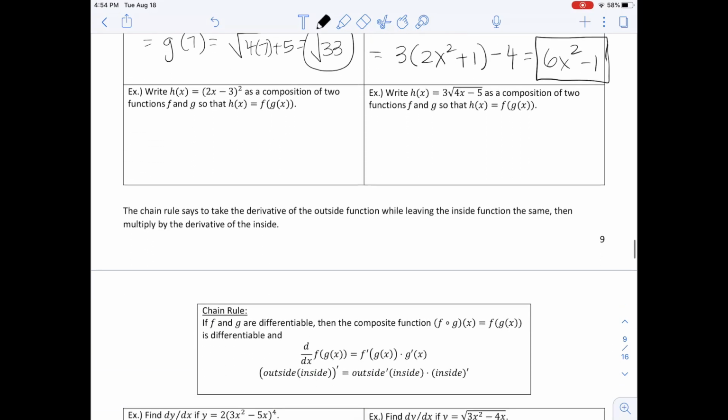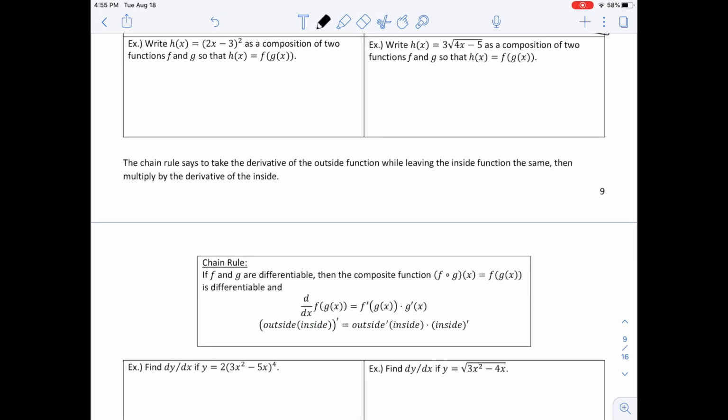The next example says write h of x equals 2x minus 3 squared as a composition function of two functions f and g, such that h of x is equal to f of g of x. So that inside function is our g of x, and the inside function that we have here is 2x minus 3. And our outside function, which we call f of x, is what we have left over, which is x to the second. And you can always check this by going backwards to finding h of x.